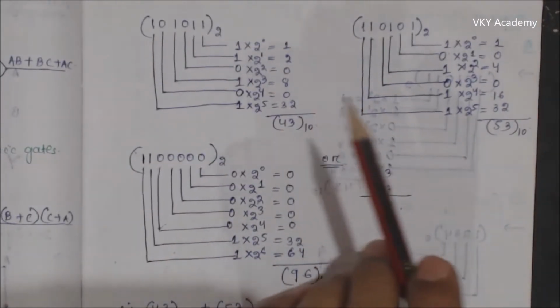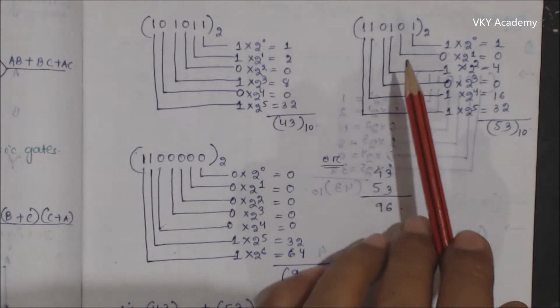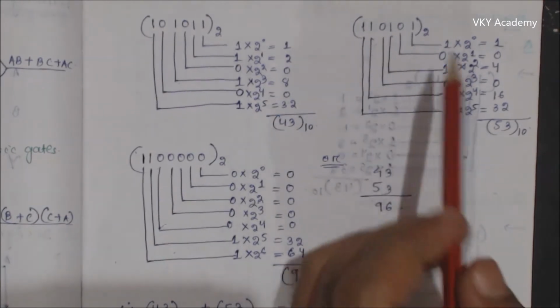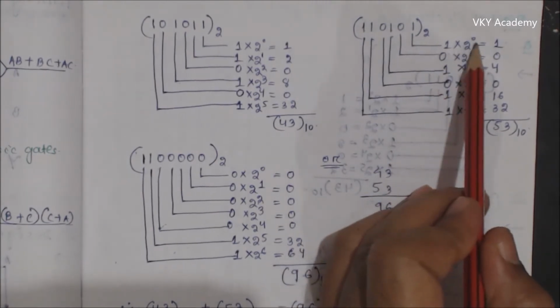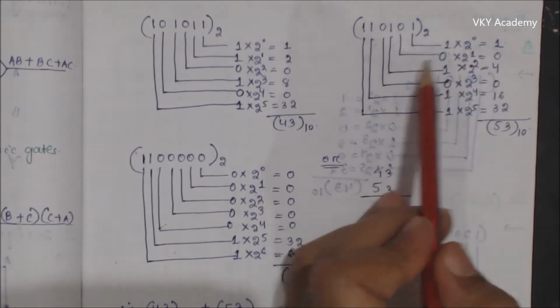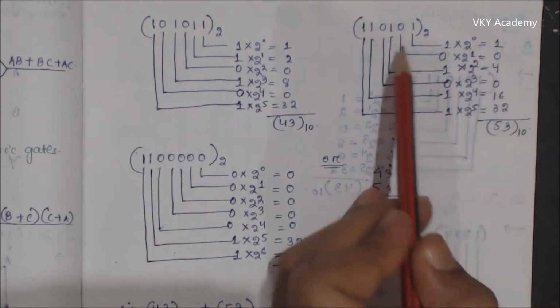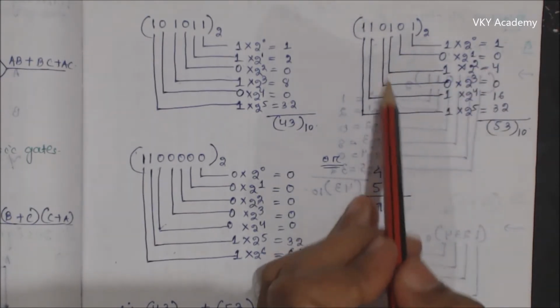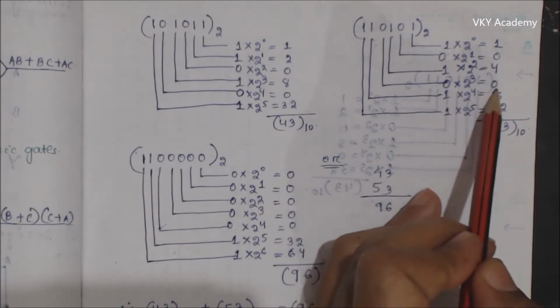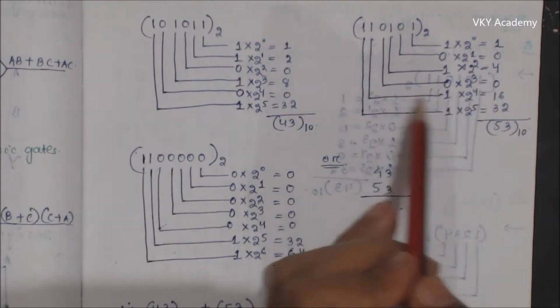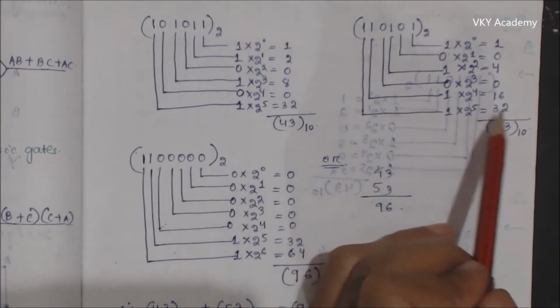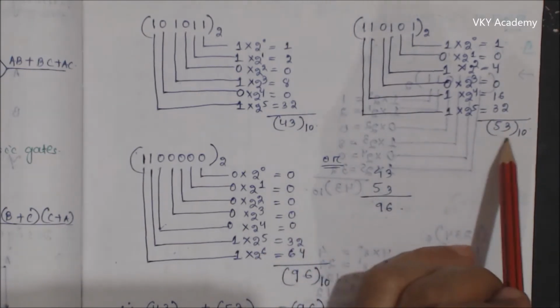Let us find out the decimal equivalent of the second binary number. 110101 is my binary number. So 1 into 2 to the power 0 is 1. 0 into 2 to the power 1 is 0. 1 into 2 to the power 2 is 4. 0 into 2 to the power 3 is 0. 1 into 2 to the power 4 is 16. And 1 into 2 to the power 5 is 32. And decimal equivalent is 53.